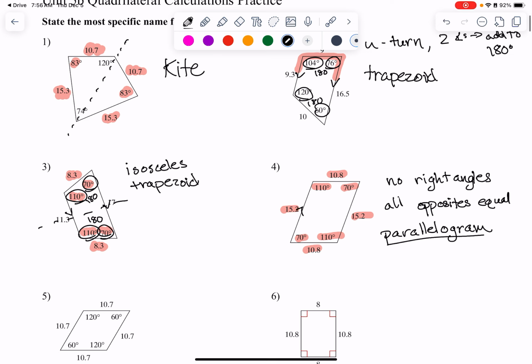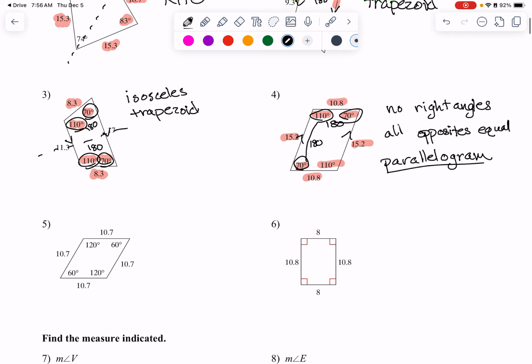That means that these lines are going to be parallel, and we could notice that because we have things that add up to 180. Those two add up to 180. Similarly, you can see that these two angles also add up to 180. When you have 180 U-turns in both directions, that's another way to reason into a parallelogram.